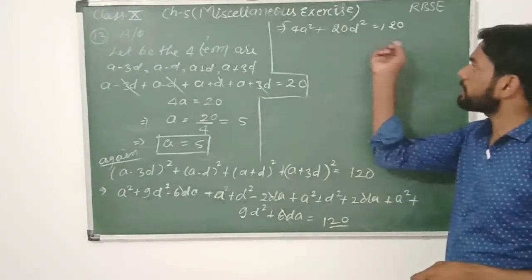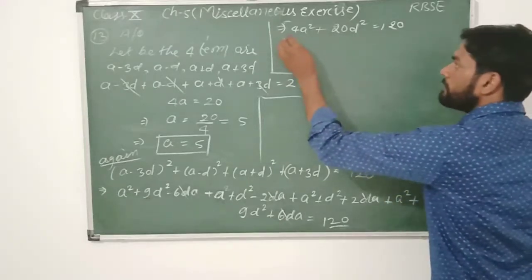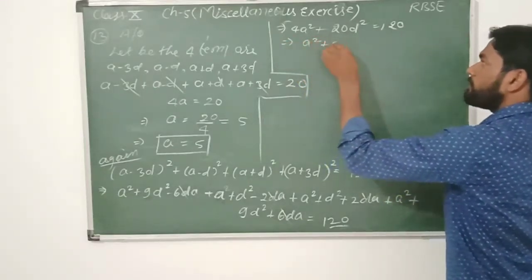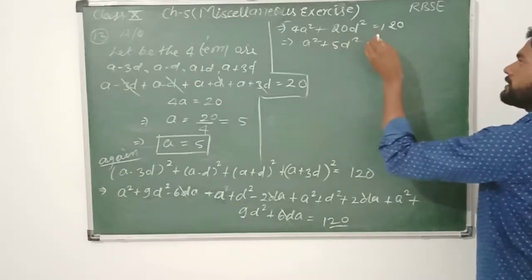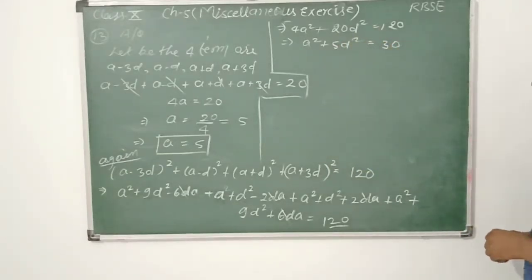Now divide the whole equation by 4 because 4 is common in each and every term. So finally from here a square plus 5d square is equal to 30. Yeah, correct.